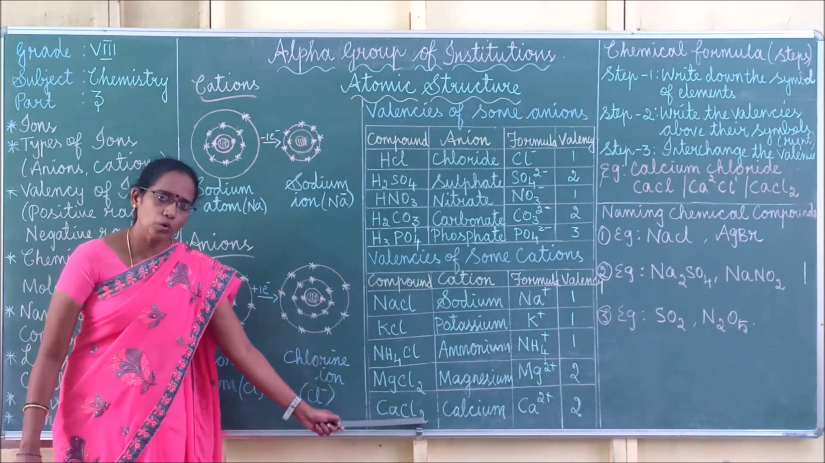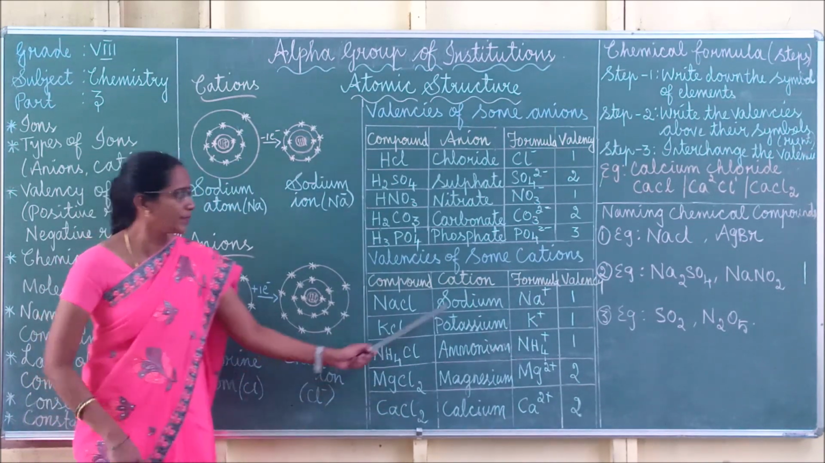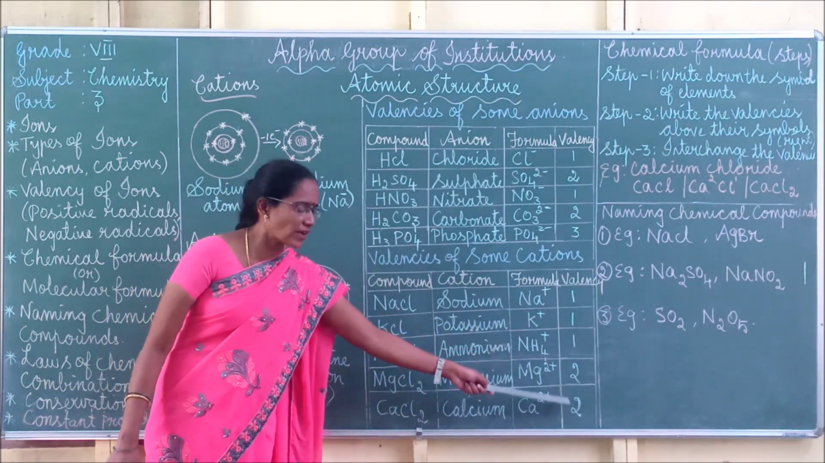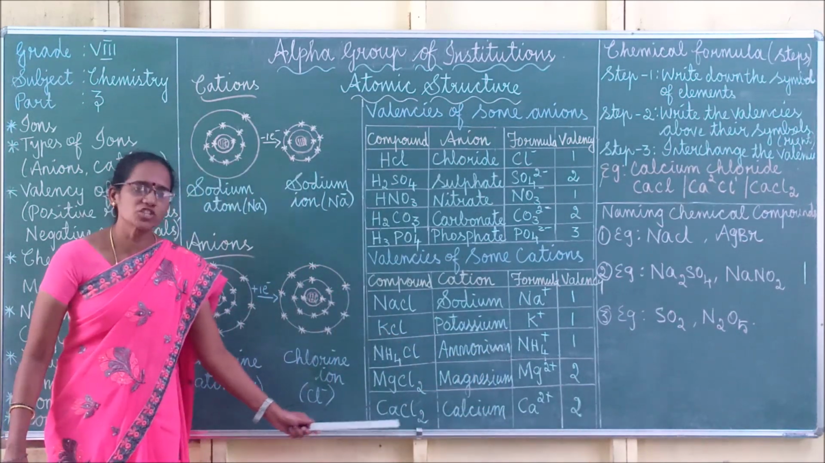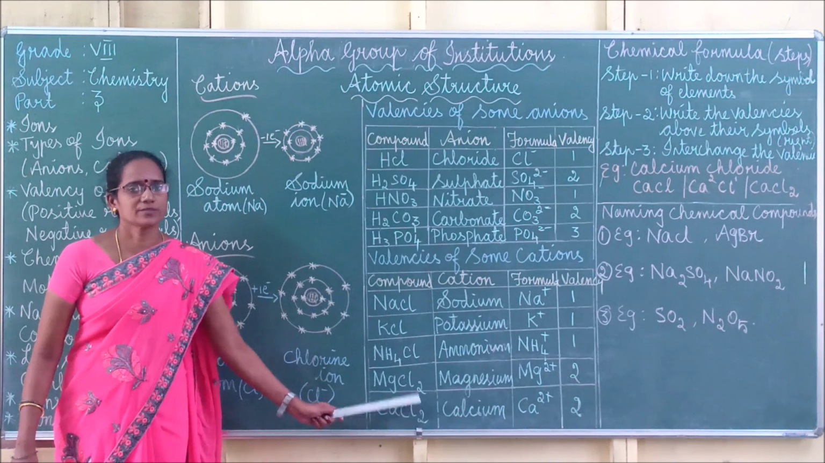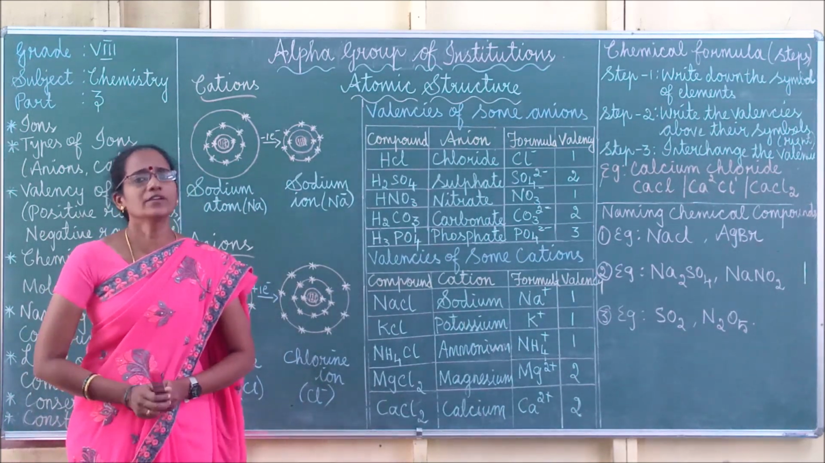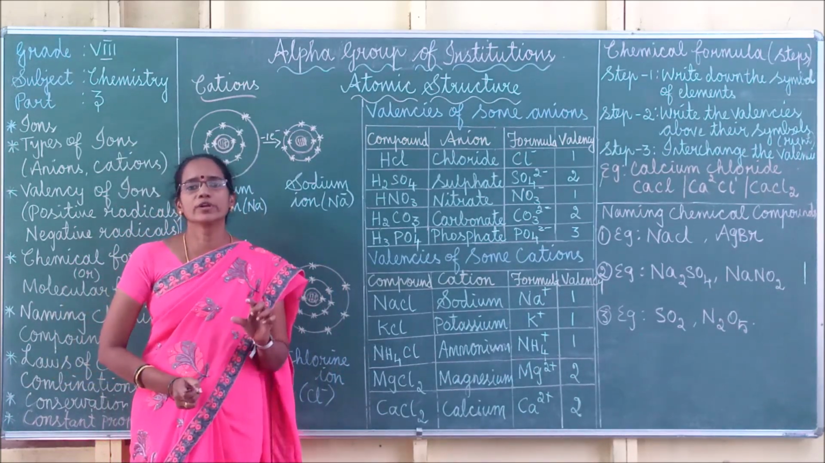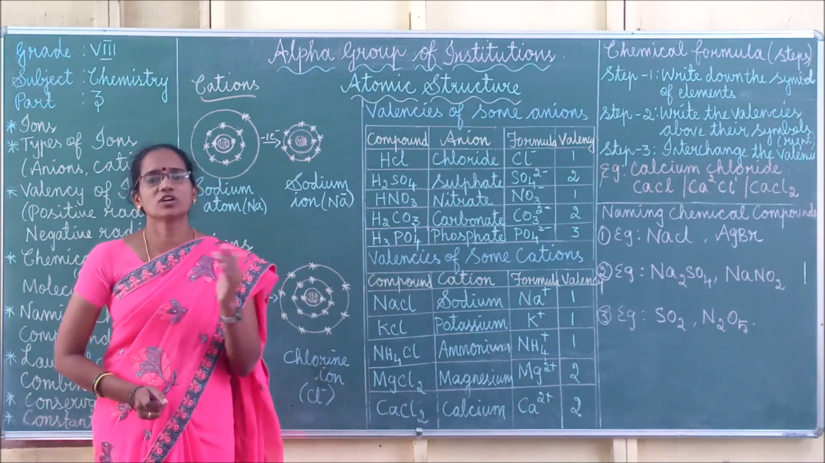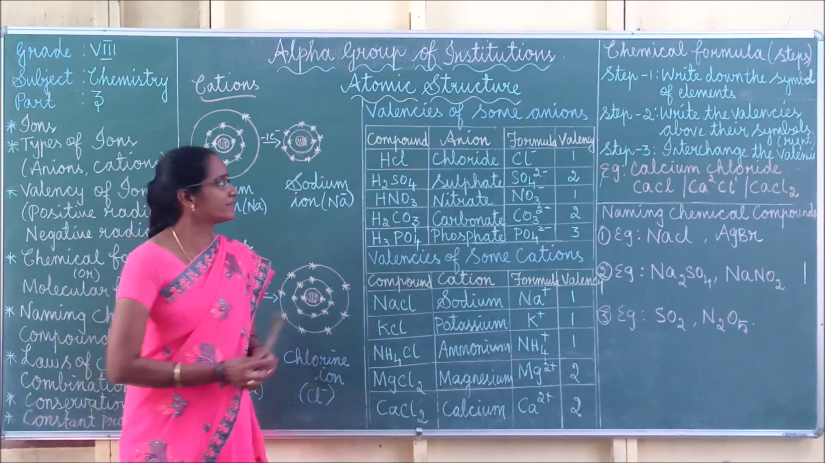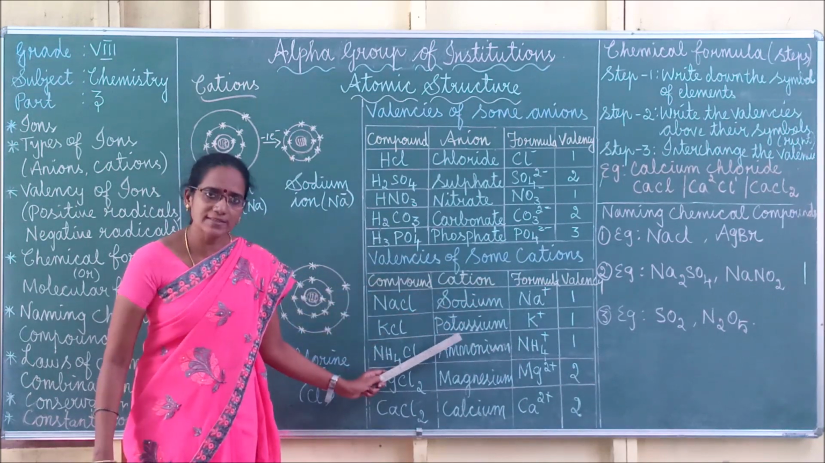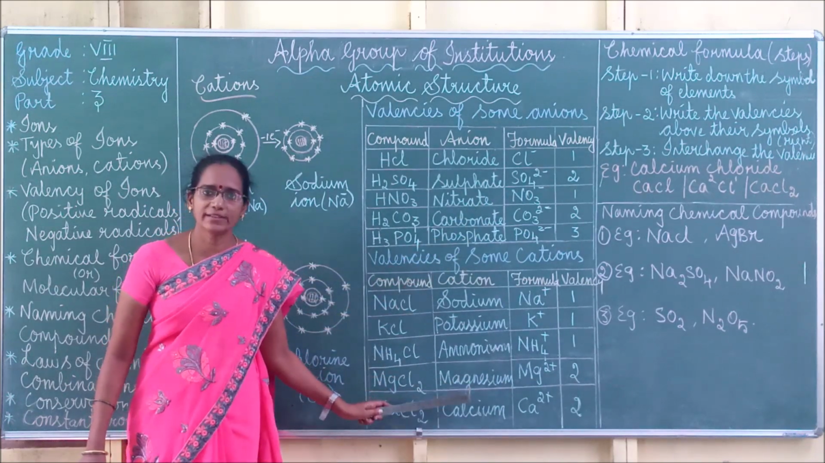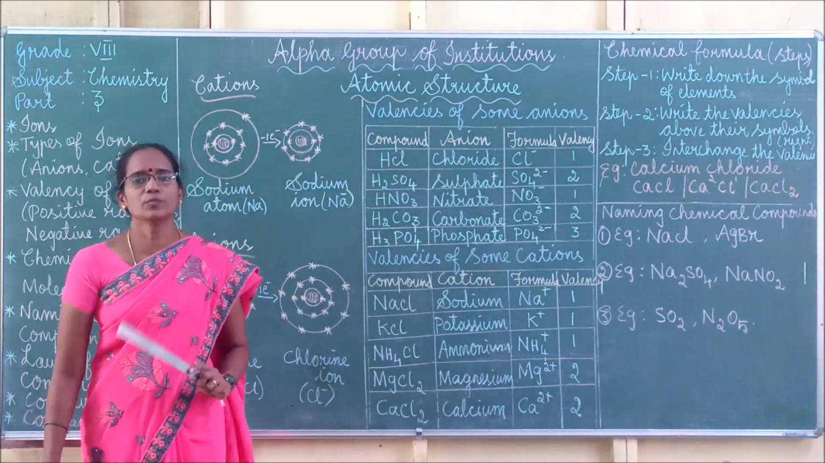Here also 2 chlorine atoms combine with 1 calcium. And the cation is calcium. Its formula is Ca2+. And its valency is also 2. Why? Because calcium combines with 2 chlorine atoms. Understood, children? Right. So in this manner we have to calculate the cations as well as anions. First of all, you should know about the charges, whether positive or negative. For cation we have to use the positive charge, and for anion we have to use the minus charge. In this manner we have to write the valencies. Clear, children? Right. Shall we move to the next one?